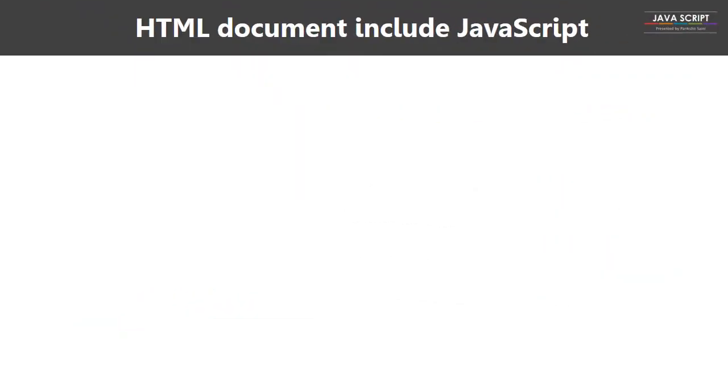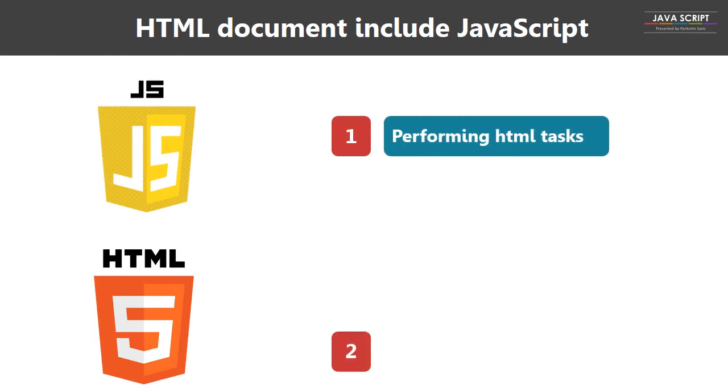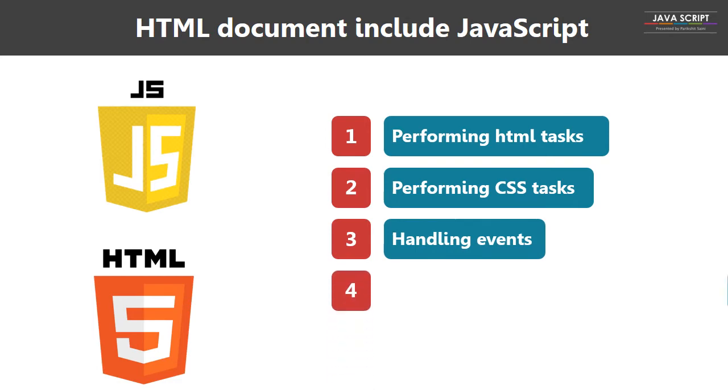Now the next topic is how an HTML document includes JavaScript. The JavaScript file is included in our HTML page using the script tag. The src attribute is used to specify the source of the external JavaScript file. Following are some of the tasks that can be performed with JavaScript: performing HTML tasks, performing CSS tasks, handling events, and validating inputs.